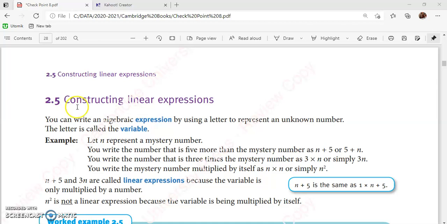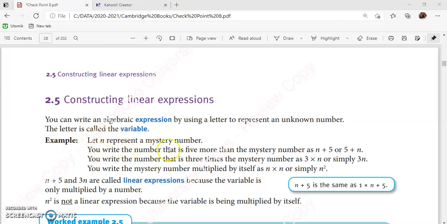So here, you can write an algebraic expression by using a letter to represent an unknown number. The letter is called the variable. If you don't know the exact value of the number, you may let it be a letter, or a variable. For example, let n represent a mystery number. You can choose any letter from A to Z, but here in the example they chose n.